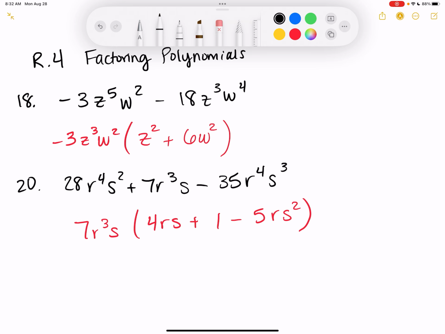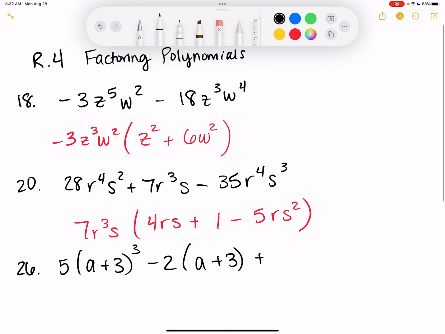All right, so this next one's gonna look a little bit different. So 26, we've got 5 times a plus 3, and that's all in parentheses cubed, and then minus 2 parentheses a plus 3, and then plus parentheses a plus 3 squared. So I'm still taking out the greatest common factor. So this one looks a little different, but the process is still the same. So what would I be taking out of this one?